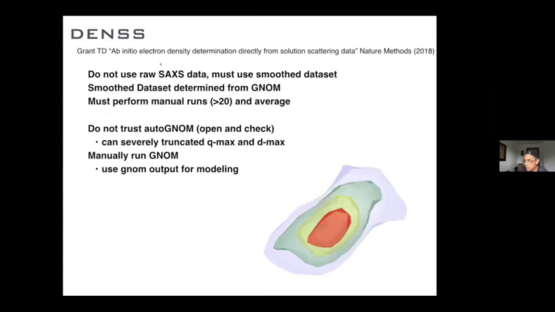You do not want to use your raw SAXS data here. You must use a smooth data set. If you go to his website now, you can upload your data set and they'll smooth it out for you. If you use raw data sets, the answer won't converge as well, but this is all in his paper. You typically perform more than 20 runs and then average them. Do not trust AutoGNOM for this, because AutoGNOM tends to truncate the data severely and underestimate Dmax, so you really want to manually run GNOM and use that GNOM output file for modeling. But like I said, he's got a new method now where he doesn't use GNOM, he actually uses the Moore method for the P(r) distribution.